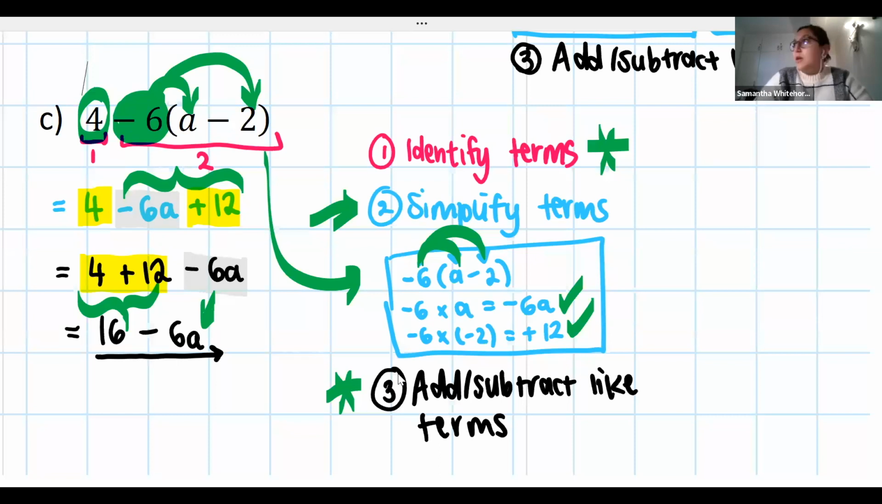So I'm hoping those of you that put questions on the chat about 12a, where does the 12 come from? There was a negative 2 times negative 2a. I'm hoping that we all understand why the answer is 16 minus 6a. Good, well done.